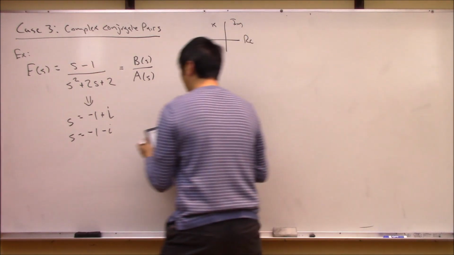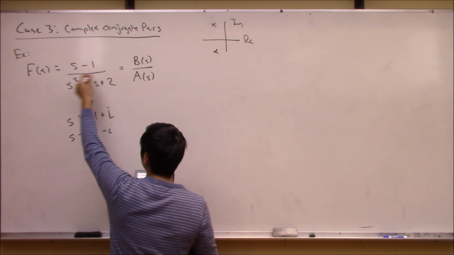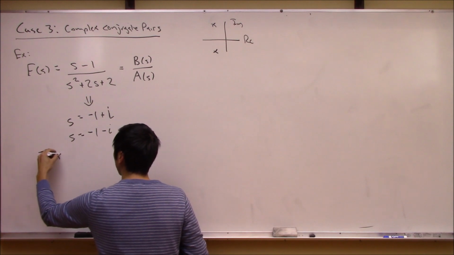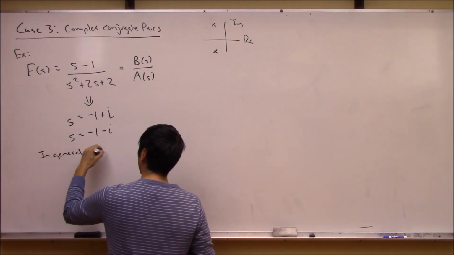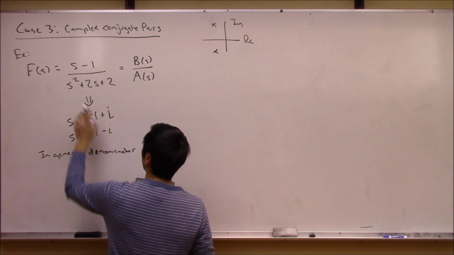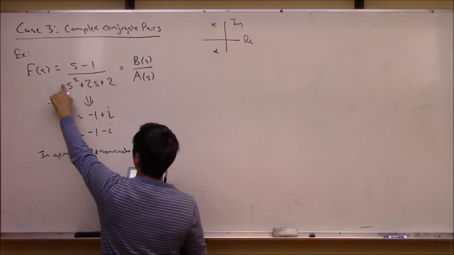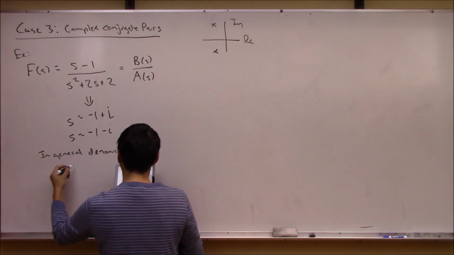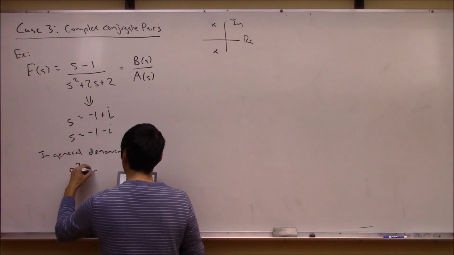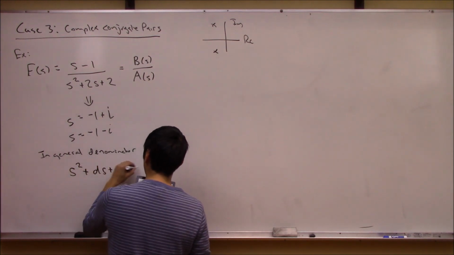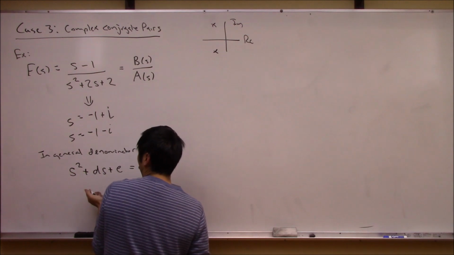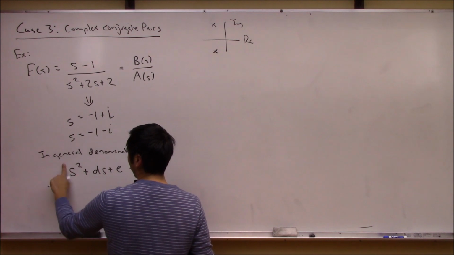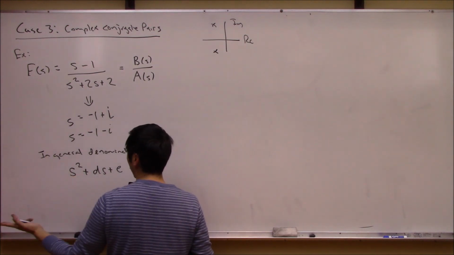So let's consider a general denominator. If there was a gain in front, you could pull the gain out and get it in a form that looks like s squared plus d s plus e equals 0. Here's the denominator, the characteristic equation of this expression. All we're doing is writing it in such a format that the coefficient of the s squared is 1, and you can always do that.